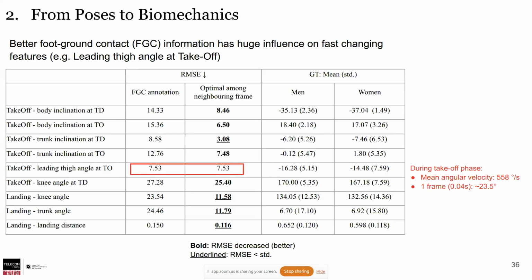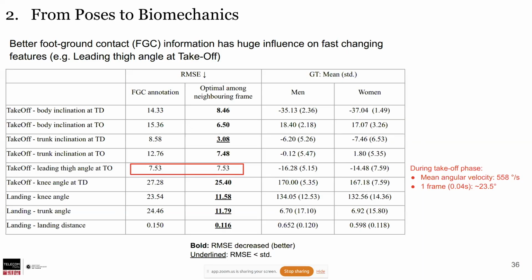Furthermore, we use those trajectories to calculate the biomechanical features. The results are shown in this slide. In this table, we see the first column of figures, where we use ground truth annotation of the foot touching the ground. The accuracy is not very good. Then we checked what happened. We realized that the frame rate of the competition video is 25 frames per second. It is kind of low. So we checked the neighbor poses and calculated these features to record the best one, and we got much improvement.